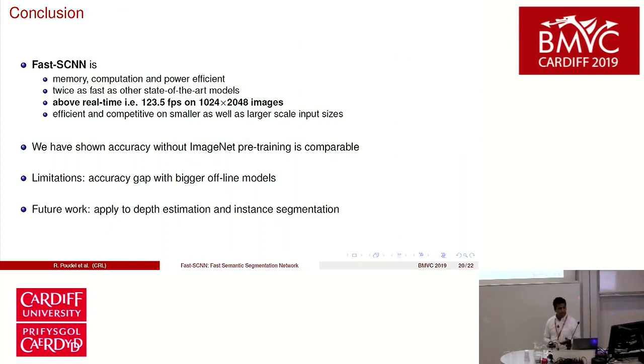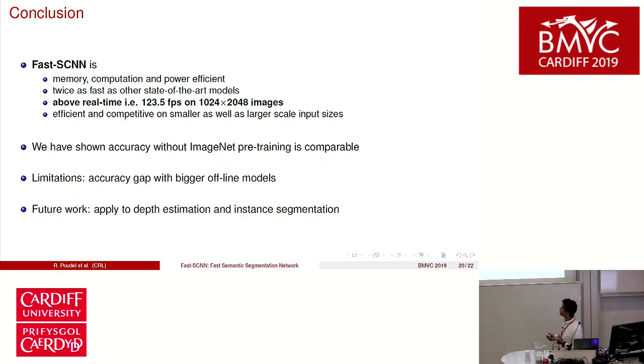So I would like to conclude by saying these three things. We propose Fast-SCNN, which is memory, computation, and power efficient. Twice as fast as other state-of-the-art models. Above real time, and I think I convinced you why we need above real time. And this works equally well for small resolution as well as high resolutions.